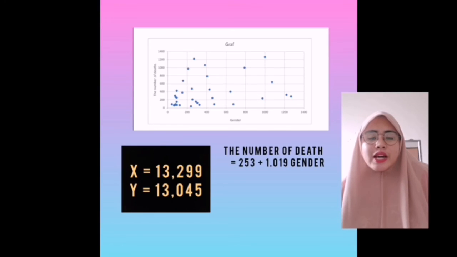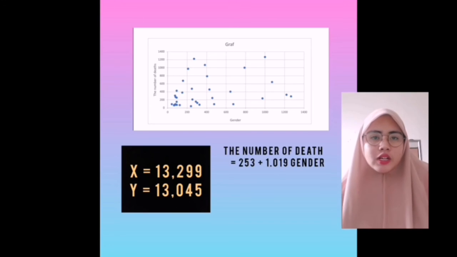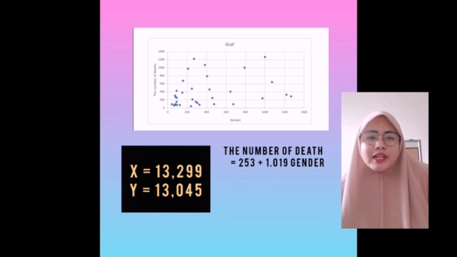This is easier to calculate the answer. The graph shows gender and the number of deaths based on data we get from the Department of Statistics, Malaysia. X is gender and Y is the number of deaths. Overall of X is 13,299 people, meanwhile Y is 13,045 people. The formula for B1 is Sxy divided by Sxx and the formula for B0 is y-bar minus B1 x-bar. The answer of the number of deaths is 253 plus 1.019 gender.